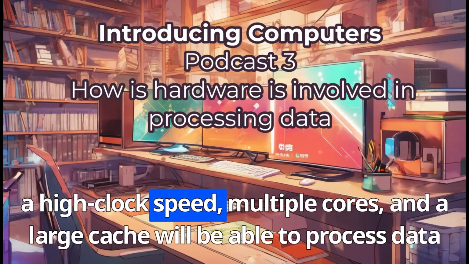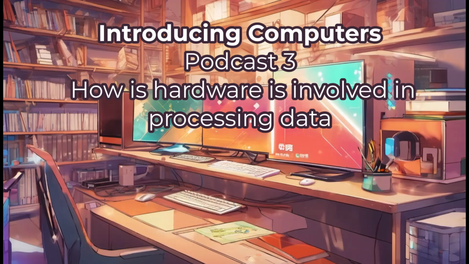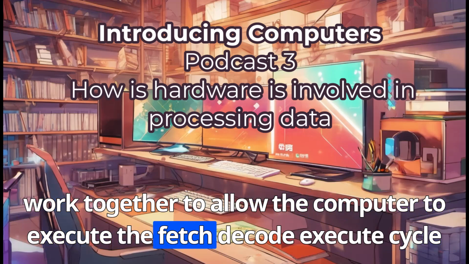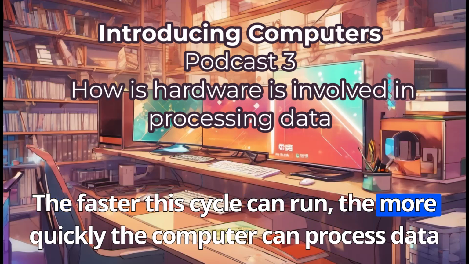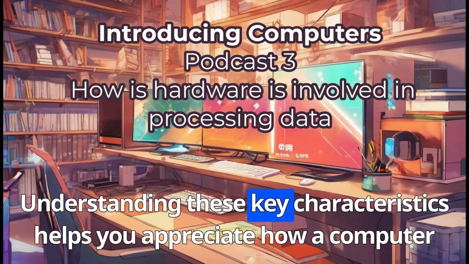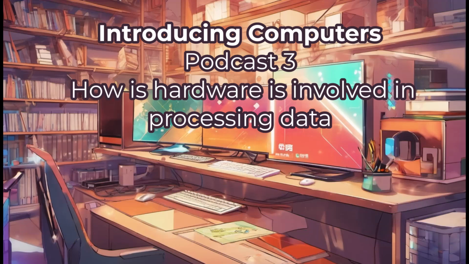A CPU with a high clock speed, multiple cores, and a large cache will be able to process data much quicker and handle more complex tasks without slowing down. So putting it all together, all the components of the CPU, along with primary storage like RAM and cache, work together to allow the computer to execute the fetch decode execute cycle efficiently. The faster this cycle can run, the more quickly the computer can process data and perform tasks. Understanding these key characteristics helps you appreciate how a computer works and why some computers are faster or more powerful than others.